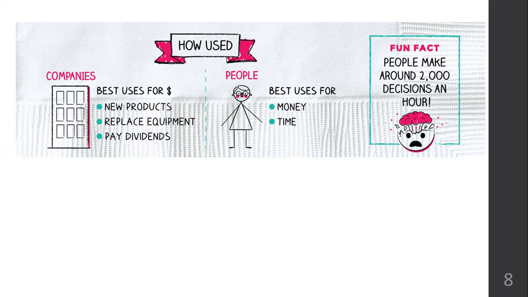How is opportunity cost used? At an individual level, it can help them understand the very best way of using their money and time. The second situation is companies use it to make more products, replace equipment, pay dividends and so on.